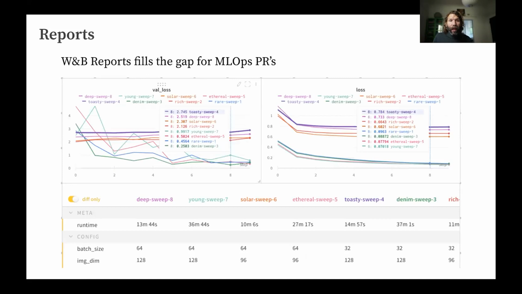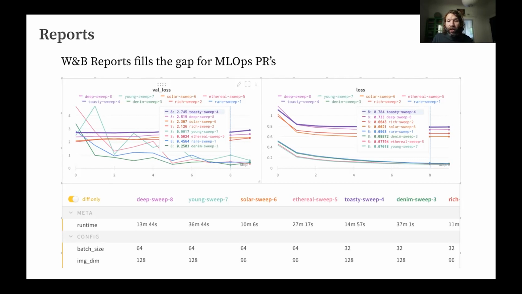So this is where Weights and Biases reports come in to fill the gap for PRs in the MLOps world. Weights and Biases reports you can think of as a live document, like Google Docs or maybe Notion, where you can write text, paste images, but right alongside that, you can embed any of the data that you persisted to Weights and Biases. So that data could be things like your performance metrics, such as we see here, validation loss or training loss.